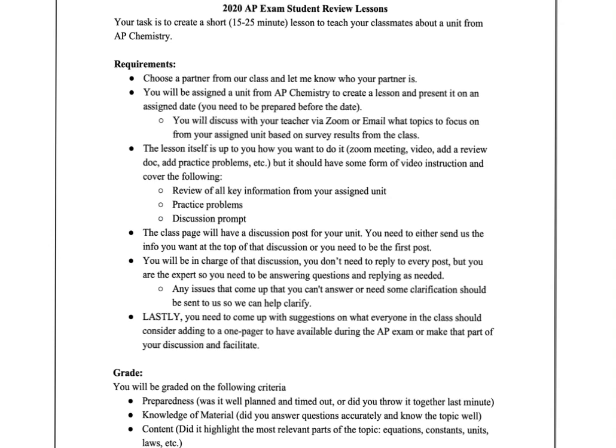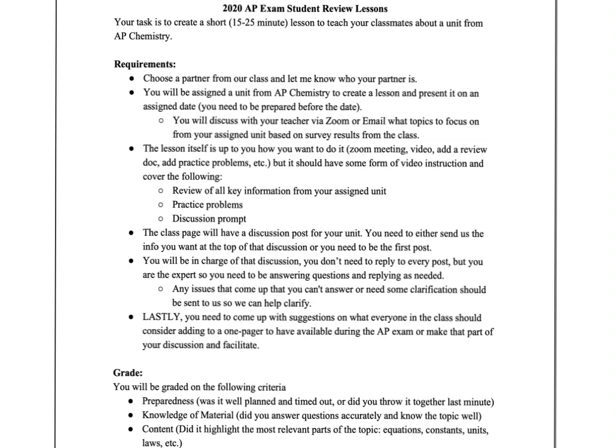So then the class page will have your discussion. Again, it'll be something like an equilibrium discussion, and that's your post. So you will either send me what you want at the top of the discussion as directions, or you'll be that first post with the directions for your classmates, and you are in charge of the discussion. You don't need to reply to every post, but you're the expert.